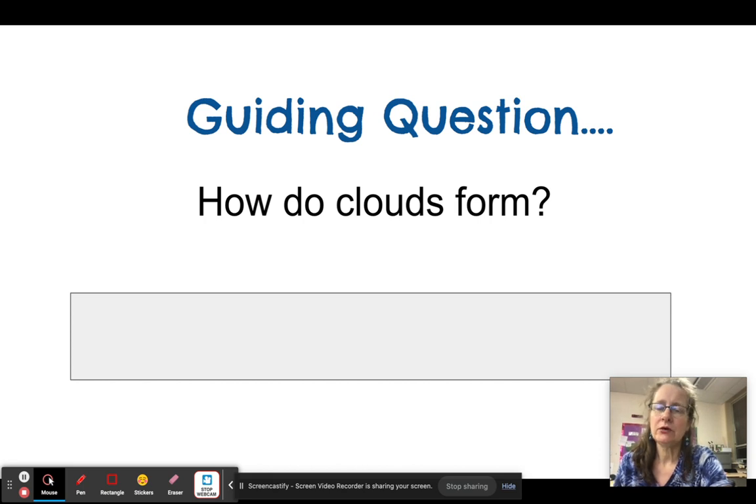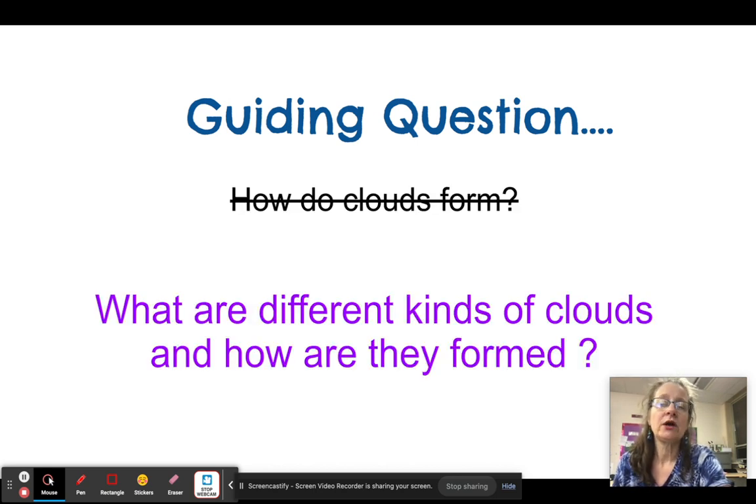Next one. How do clouds form? Very good question. Very basic. What are different kinds of clouds and how are they formed?